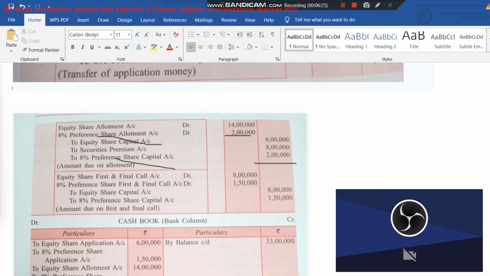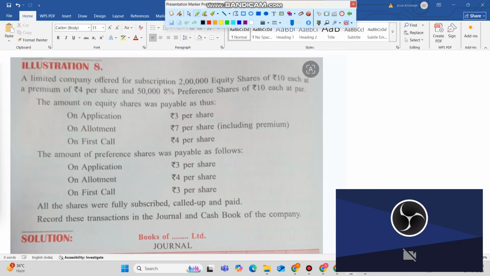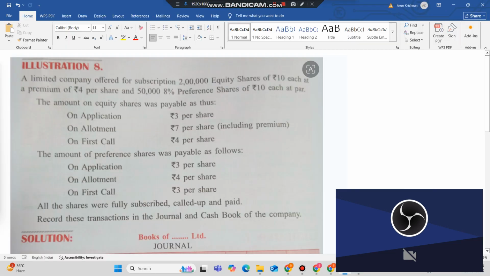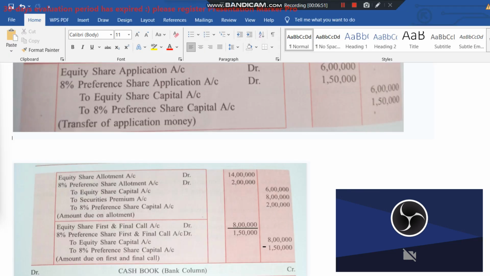Next is the first and final call. First and final call to equity share capital. What is the amount? So go with the question. So 2 lakh equity shares with 4 rupees. So 2 into 4, 8 lakhs of equity capital. So here debit matches with the credit.